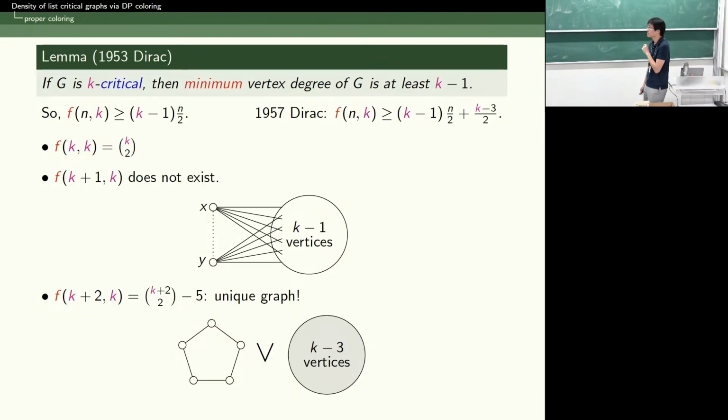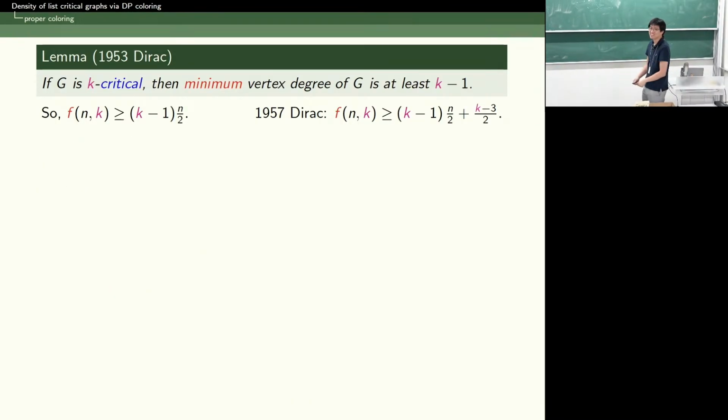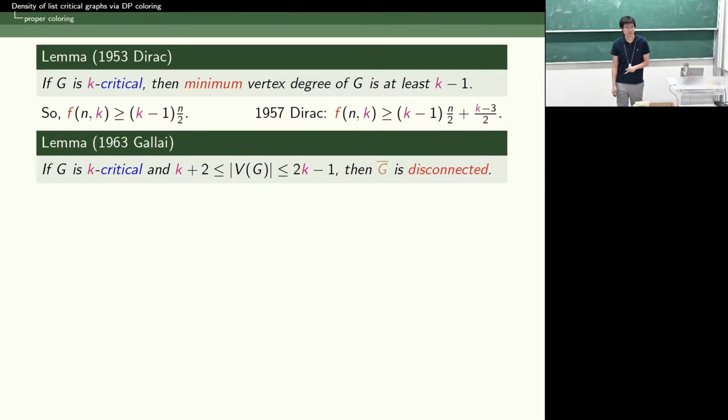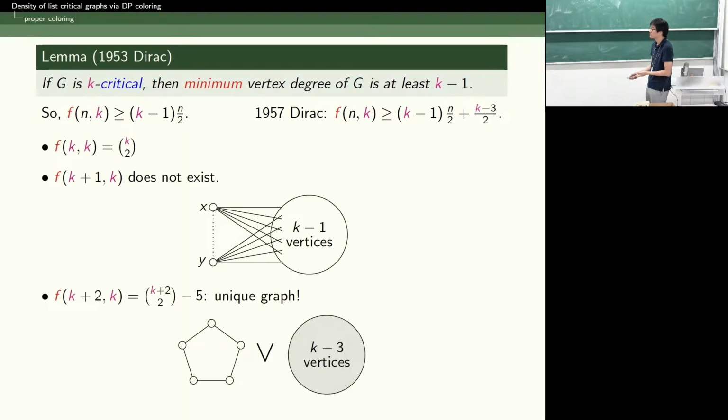But you can go further, right? You can go, when n is k plus 3, k plus 4, keep going. And this is exactly what Gallai did in 1963. So he said, okay, if you're a k-critical graph, and if you don't have too many vertices, at most 2k minus 1, then the complement is disconnected. So if the complement is disconnected, it gives you this structure that I showed you before. It gives you this, right?